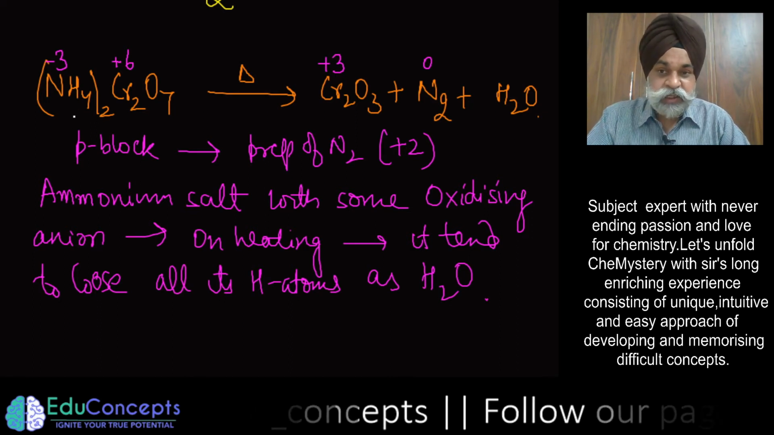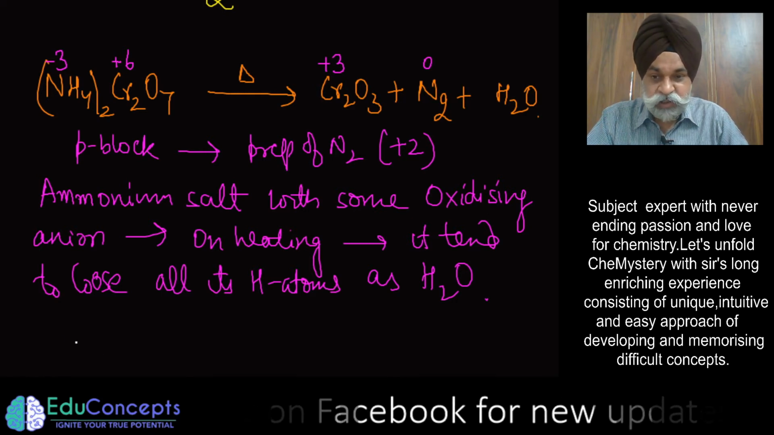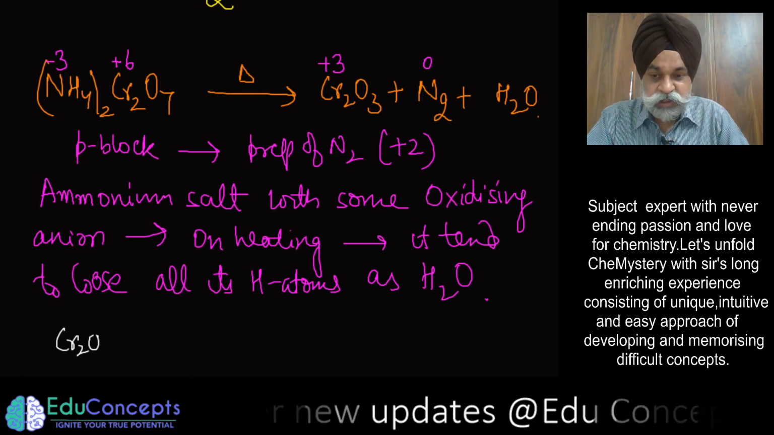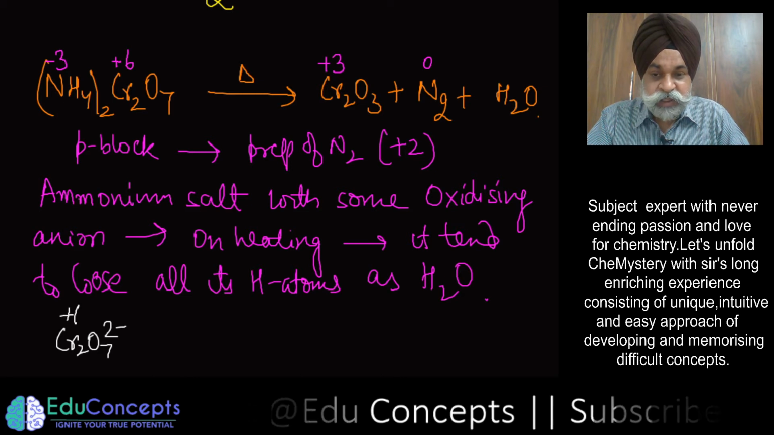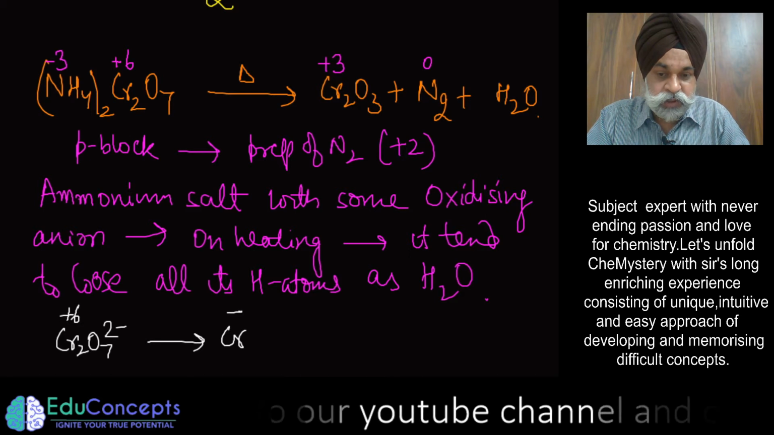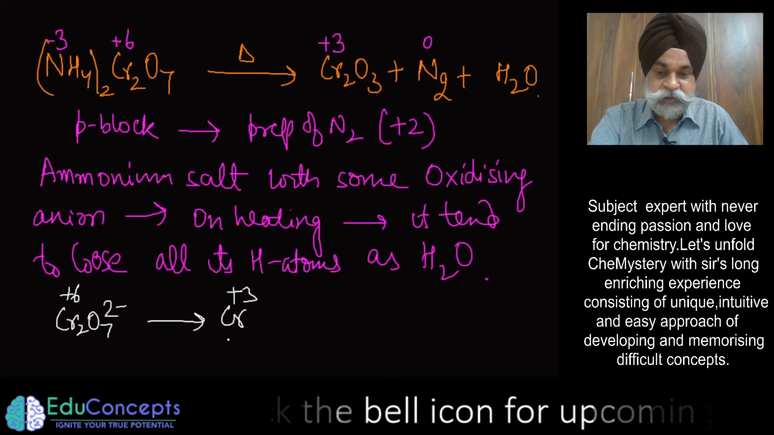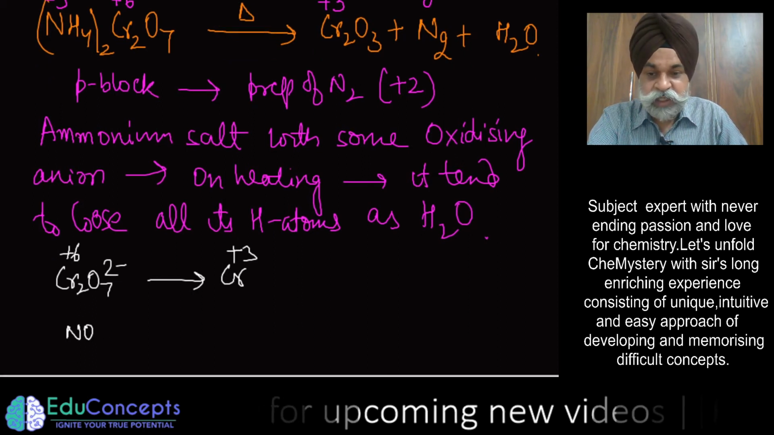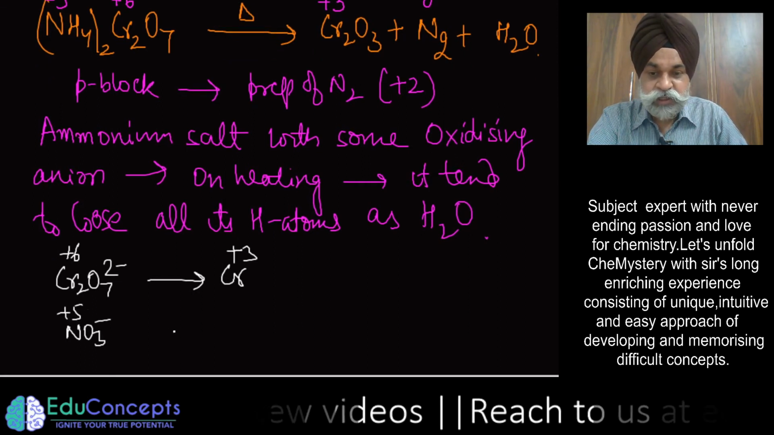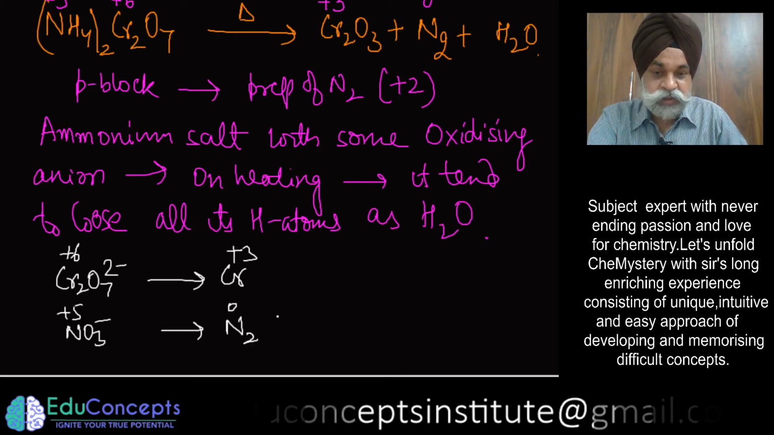So what I said is, this is an ammonium salt and this is an oxidizing anion. So what do I mean by oxidizing anion? An oxidizing anion is one where the central atom has a higher oxidation state and has the tendency to go to a lower oxidation state, like dichromate going to Cr3+. Similarly, if you have nitrate ion, which is in +5 oxidation state, it also wants to come to a lower oxidation state, say 0.